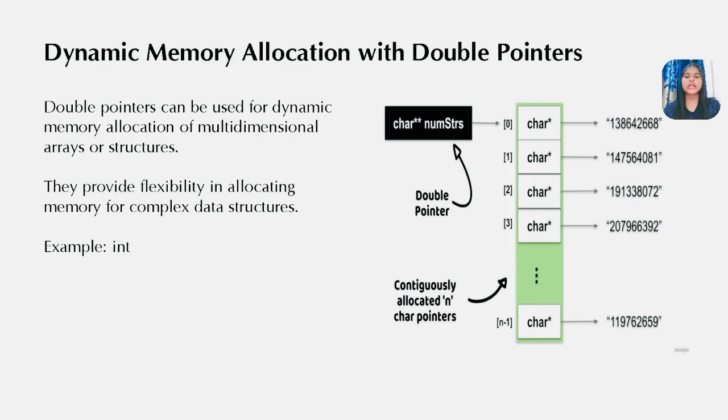Dynamic memory allocation with double pointers. Double pointers can be used for dynamic memory allocation of multi-dimensional arrays or structures. They provide flexibility in allocating memory for complex data structures. Example int.